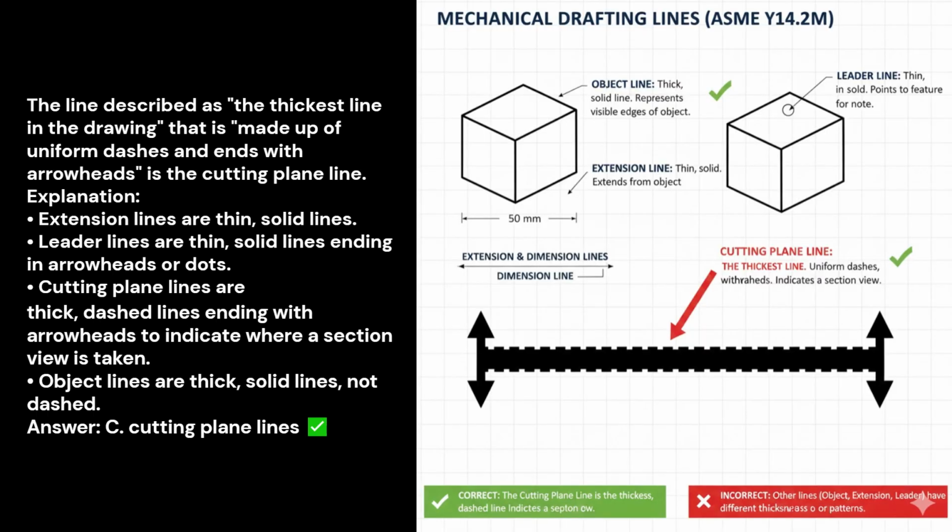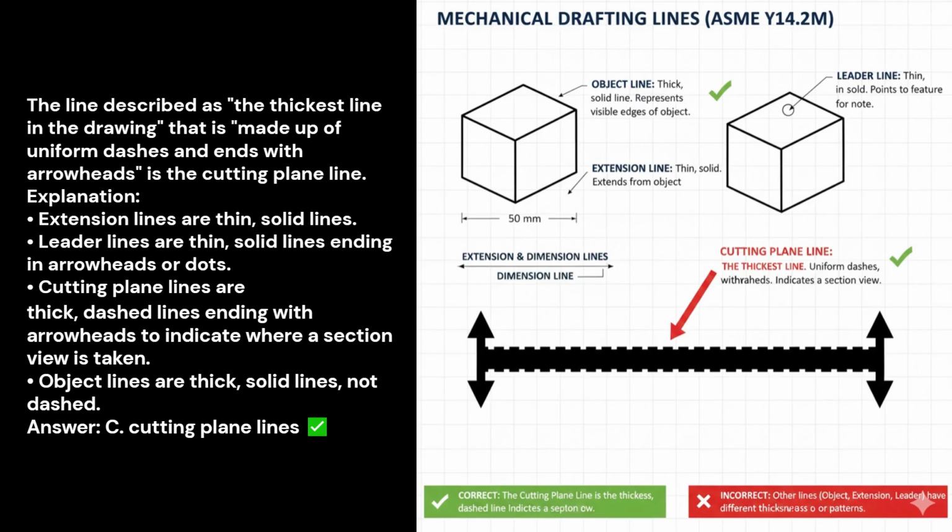The line described as the thickest line in the drawing that is made up of uniform dashes and ends with arrowheads is the cutting plane line. Explanation. Extension lines are thin, solid lines. Leader lines are thin, solid lines ending in arrowheads or dots.